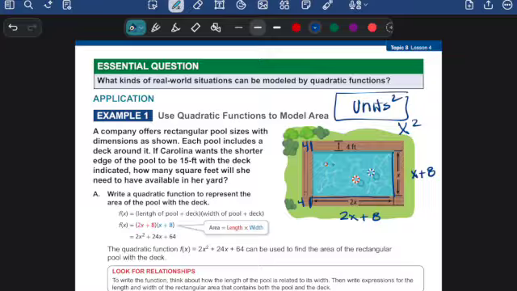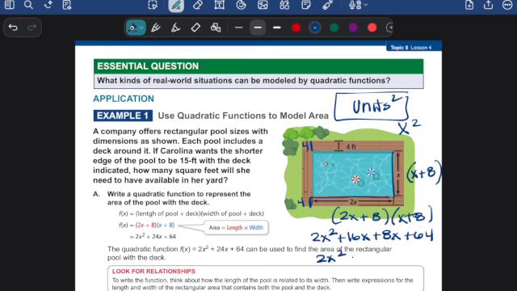And then if we're calculating area, remember we do length times width, and we did this when we were doing our polynomials and multiplying polynomials. So we do 2x times x and get 2x squared. And then 2x, I'll write this here so we can check. 2x times 8 is 16x, 8 times x is 8x, and 8 times 8 is 64. Combine our linear terms, and we get 24x plus 64. So there's our quadratic function for the area of the pool.